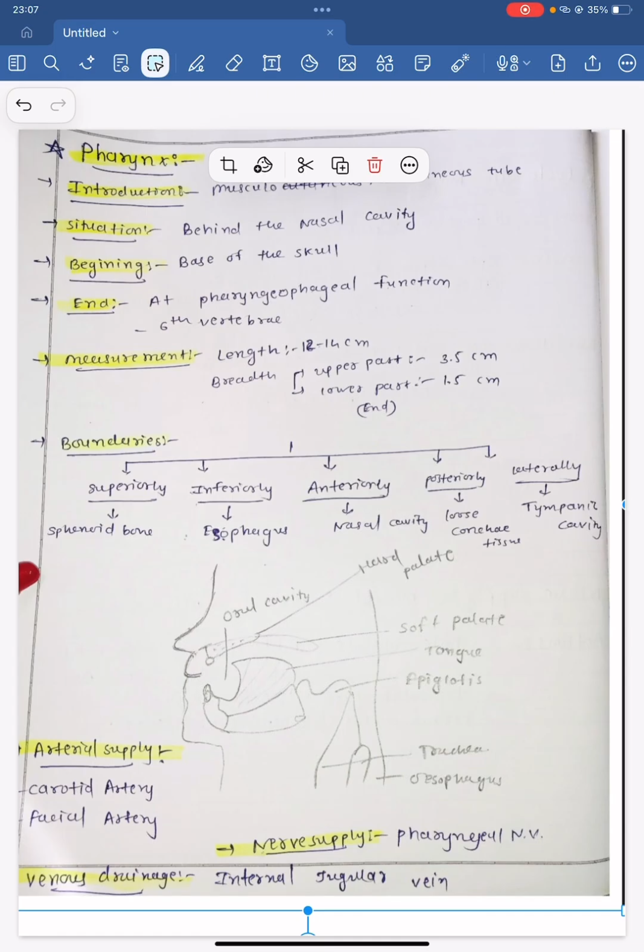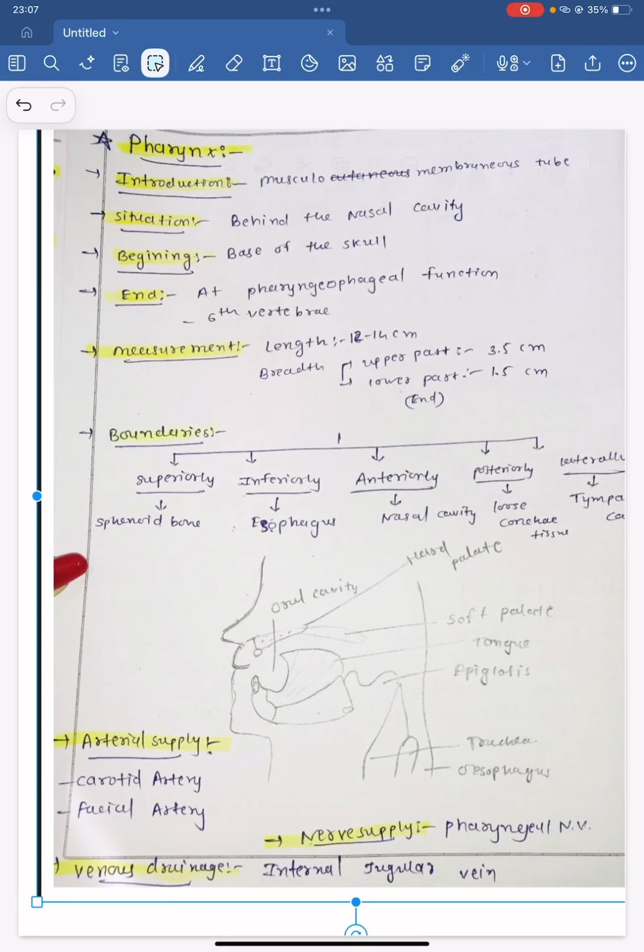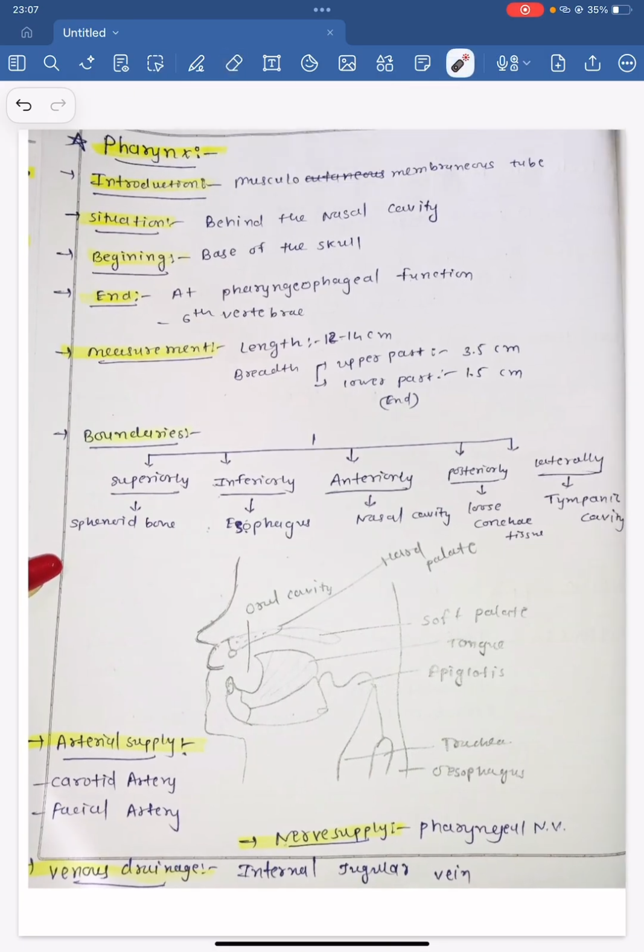So what are the dimensions? The length will be 12 to 14 centimeter, and the upper border breadth is 3.5 centimeter, and the lower part will be 1.5 centimeter. So what are the boundaries present in the pharynx? Imagine superiorly, inferiorly, anteriorly, posteriorly, laterally. Common thing.